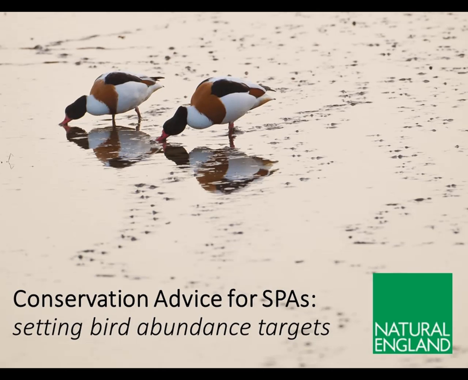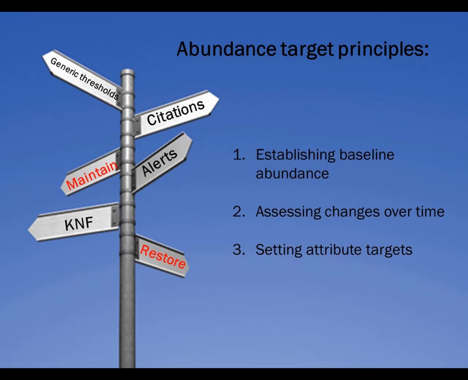Welcome to this instructive video outlining Natural England's process for setting bird abundance targets within the Supplementary Advice, or SACOs. Natural England follows a three-step process to set bird population abundance attribute targets. The following principles summarise this three-step process: establishing baseline abundance, assessing changes over time, and setting attribute targets.